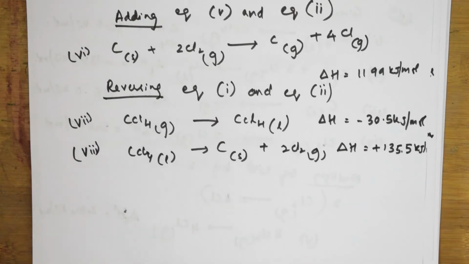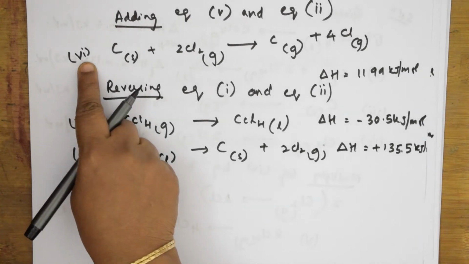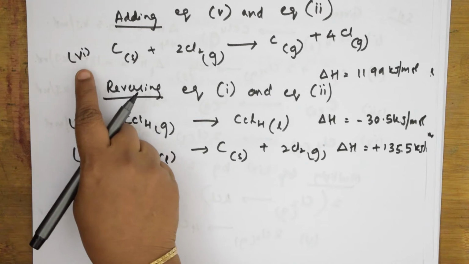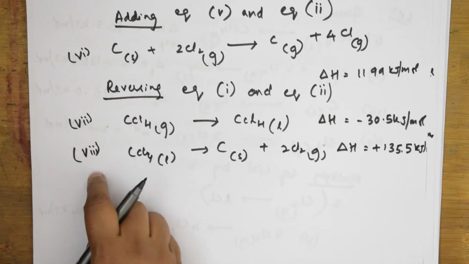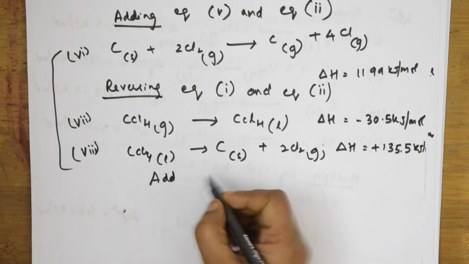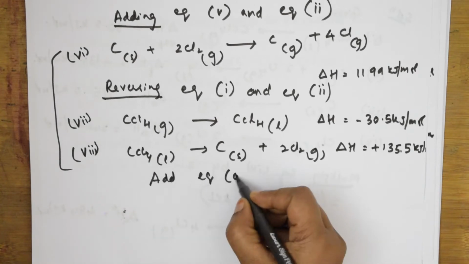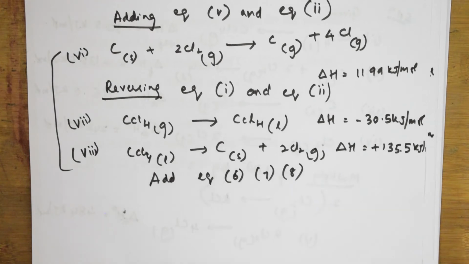Now what am I going to do? I'm going to add equation 6 and equation 3. I should add 3 because CCl4 I need, isn't it? I am going to add equation 6, equation 7, and equation 8. All 3 I'm going to add. So add equation 6, 7, 8. So what do I get?